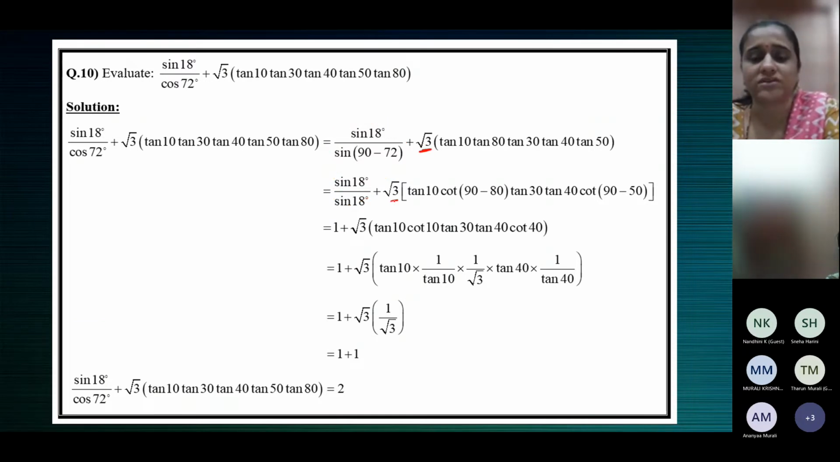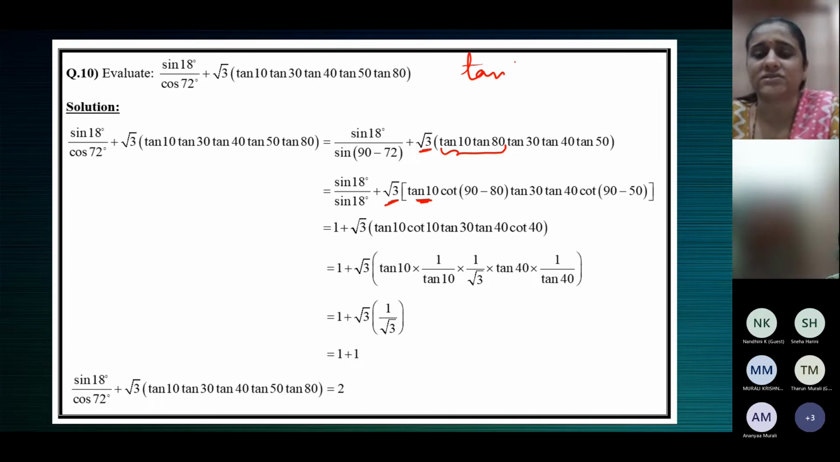Now here root 3 as it is. We have paired this, so change any one of the two first. Either change tan 10 degrees or change tan 80 degrees. Don't change both. So I have written tan 10 as it is. Root 3 is a constant. What to do with root 3? Write it as it is. So tan 10 I've written as it is. Tan 80.